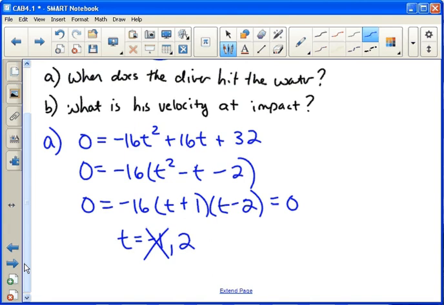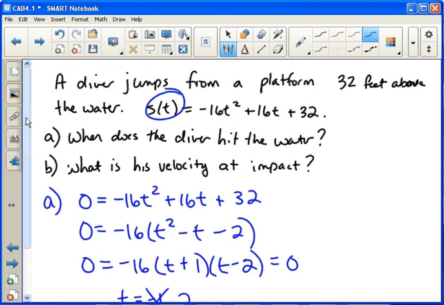Now part B, what is his velocity at impact? Well, velocity is the derivative of the position function. So if you go back to the position function, we can take its derivative. You can call it s prime of t, or you can call it v of t, because it's the same thing. Either one of those. And we take the derivative, we get negative 32t plus 16.